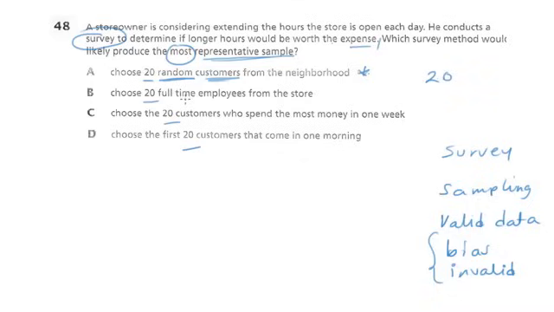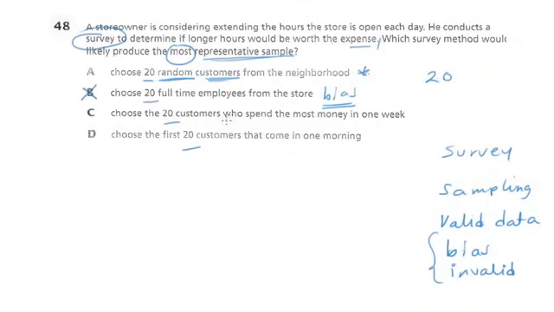Choose 20 full-time employees from the store. Well, there's definitely going to be bias there because they work for him. So they're probably going to say, sure, extend the day and give me the overtime. So I don't like B. There is a lot of bias in there straight away.